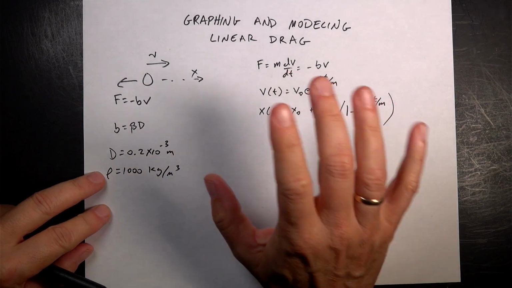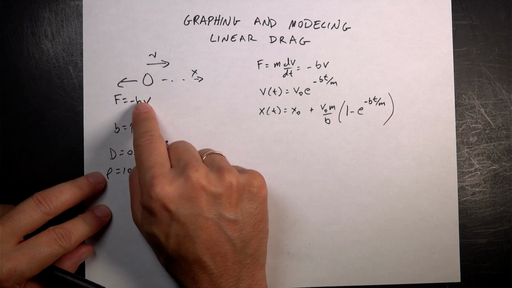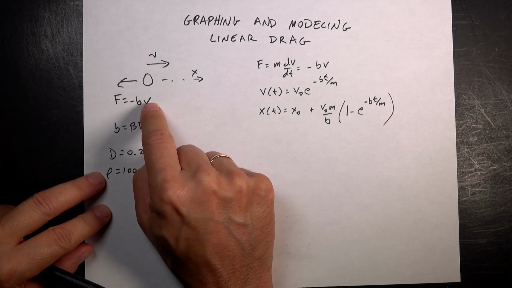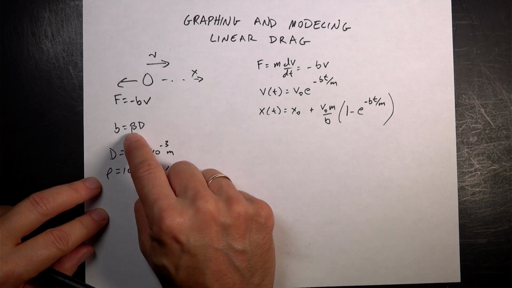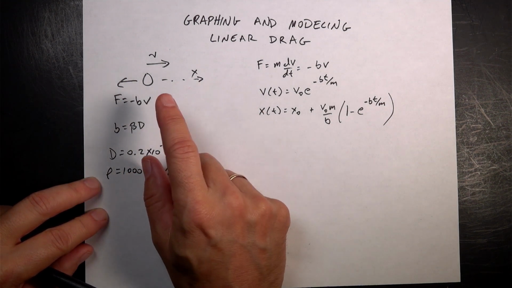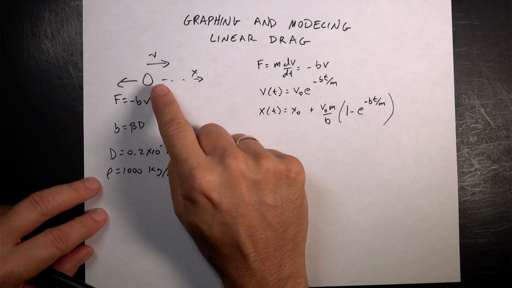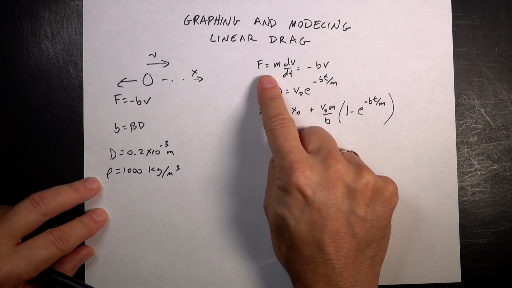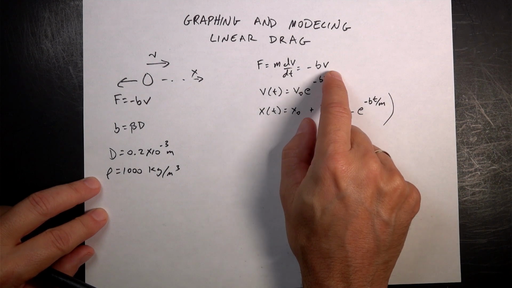Now, if an object is moving with linear drag, it has this drag force proportional to the velocity, where b is just some parameter that depends on the diameter of the object, and beta depends on the materials in the thing. It doesn't really matter. It's just constant. And so then you have this. The net force is mass times acceleration, m dv/dt, is equal to negative bv.